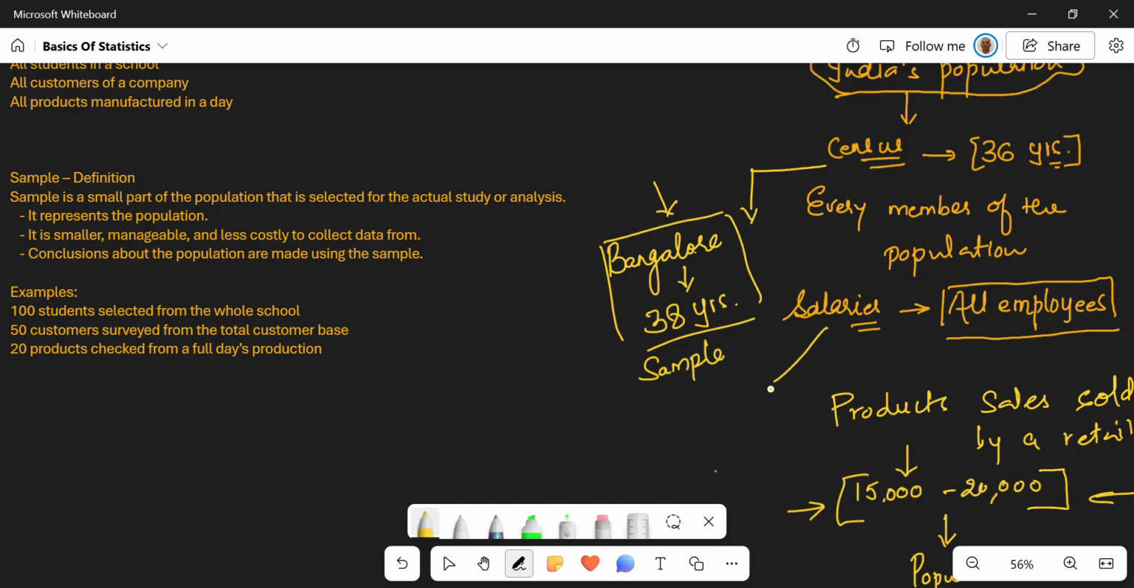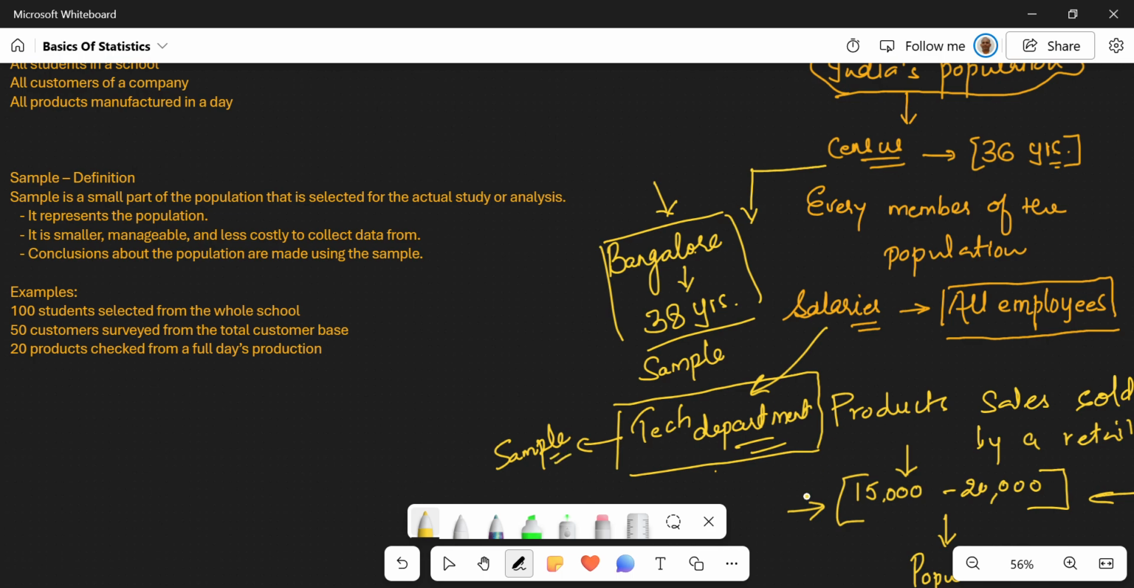If I'm taking salaries of employees, instead of taking all employee salaries, I'll just take salaries of employees in the tech department, right? So instead of taking all employees in the company, I've taken just employees from the tech department. So this is the sample of that entire organization or the company, right?